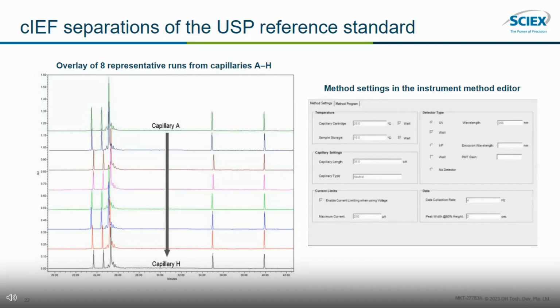On the right, we have our method settings used in our instrument method editor. You can also take a look at our method program to see event actions that take place, such as our rinse steps or our separation steps. As a bonus, we also have the ability to import into the Empower database a pre-made instrument method to save users time on creating and writing methods from scratch.